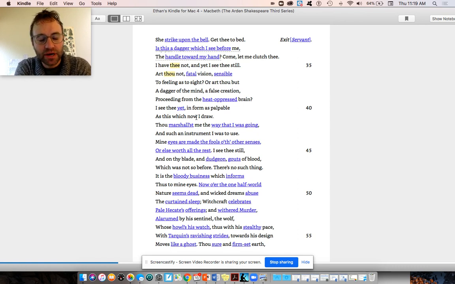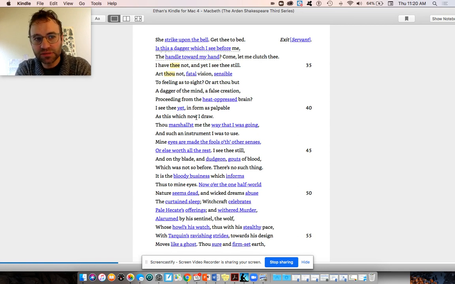And he's still talking now to this dagger he's seeing in front of him, and he says that it's marshaling him. Marshal means to lead the way, like a marshal in an army leads the way. So he says, "Thou marshall'st me the way that I was going, and such an instrument I was to use." So this dagger he's hallucinating is leading him to where he was going. And where was he going? To Duncan's room to kill him. So it's like he's having a hallucination that is helping him do this murder.